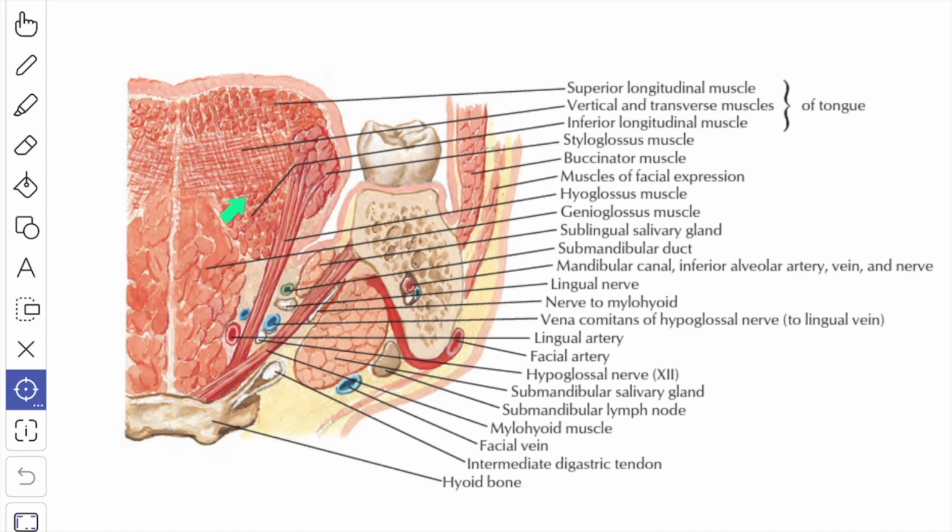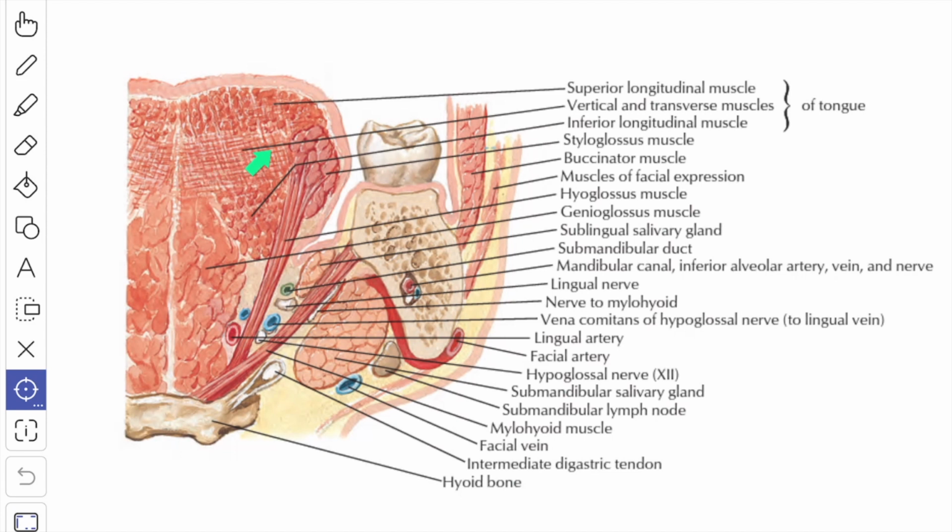Action: they reduce the length of the tongue and make the dorsal surface concave from side to side. Then we'll see about the inferior longitudinal muscle. The inferior longitudinal muscle lies beneath the mucous membrane of the undersurface of the tongue, deep to the insertion of the hyoglossus muscle. So this is the hyoglossus muscle. Both muscles arise from the posterior part of the sides of the tongue, converge forward for the insertion into the anterior part of the median fibrous septum. Action: they shorten the tongue and make the dorsal surface convex.